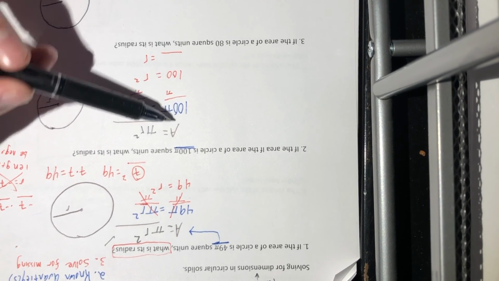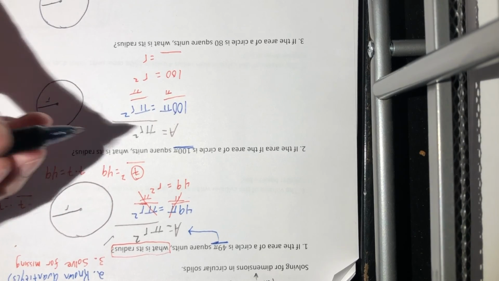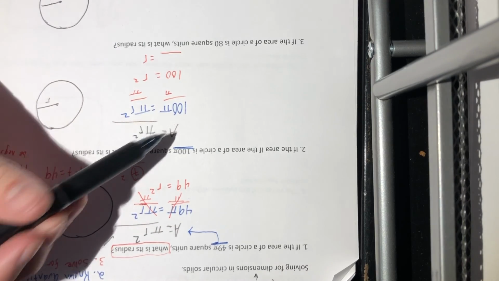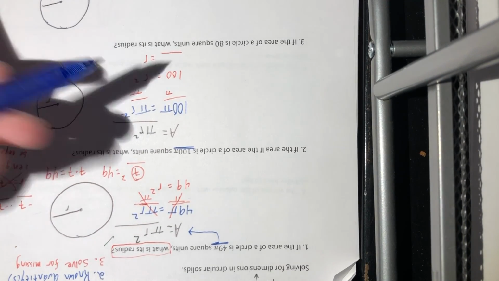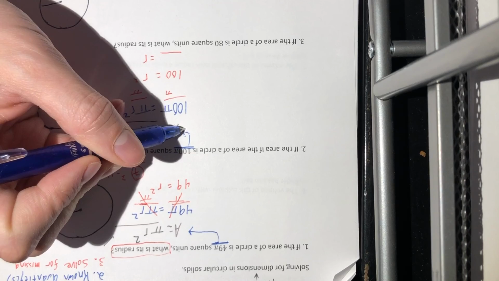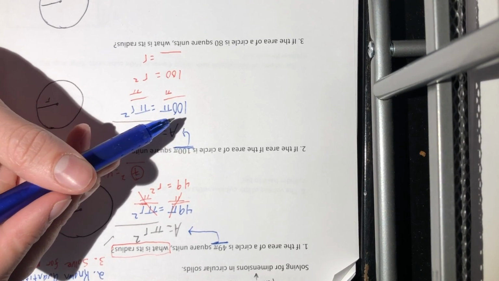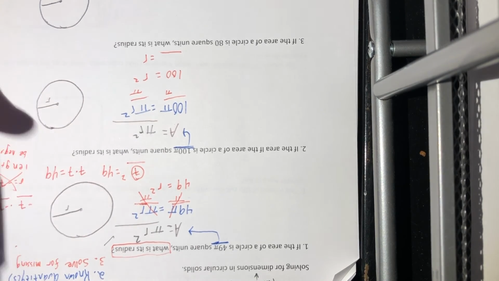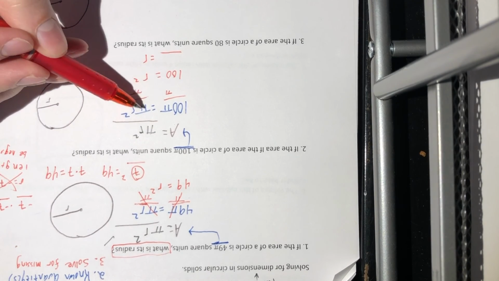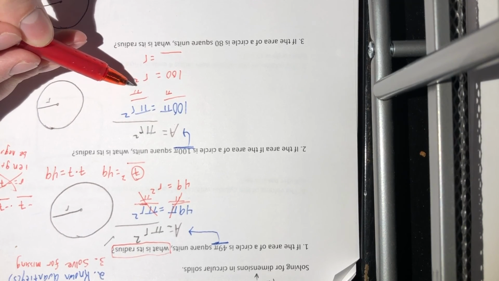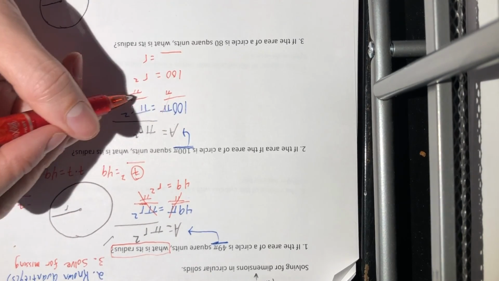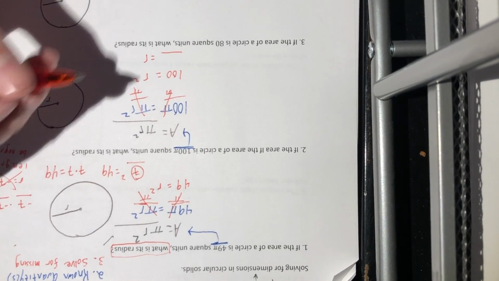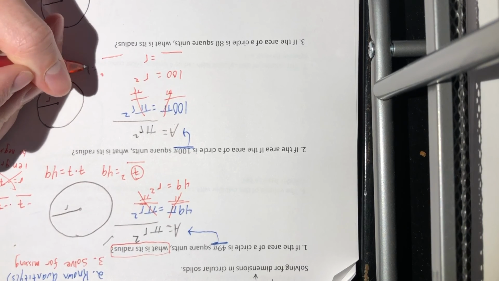Again, taking the formula, area equals pi r squared. We know that the area is 100 pi, so I know 100 pi equals pi r squared. Same thing: I can divide both sides by pi, and I get just 100 equals r squared. So what number times itself gets me 100? What squared gets me 100?